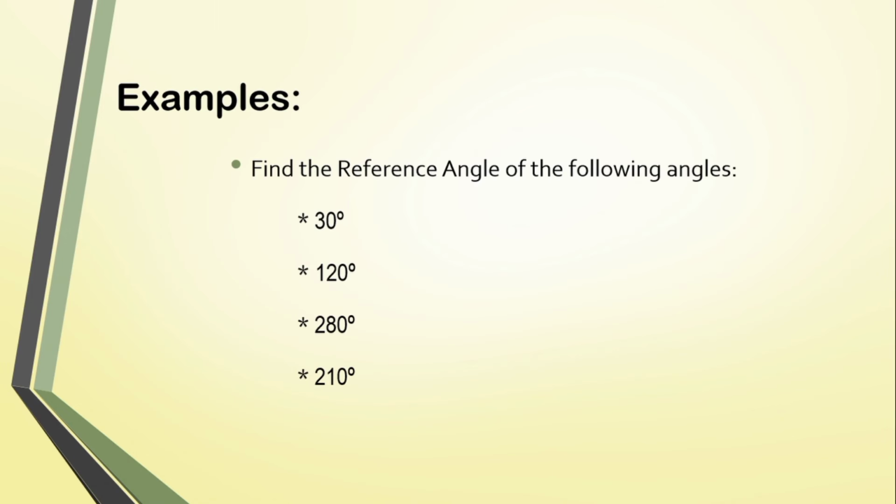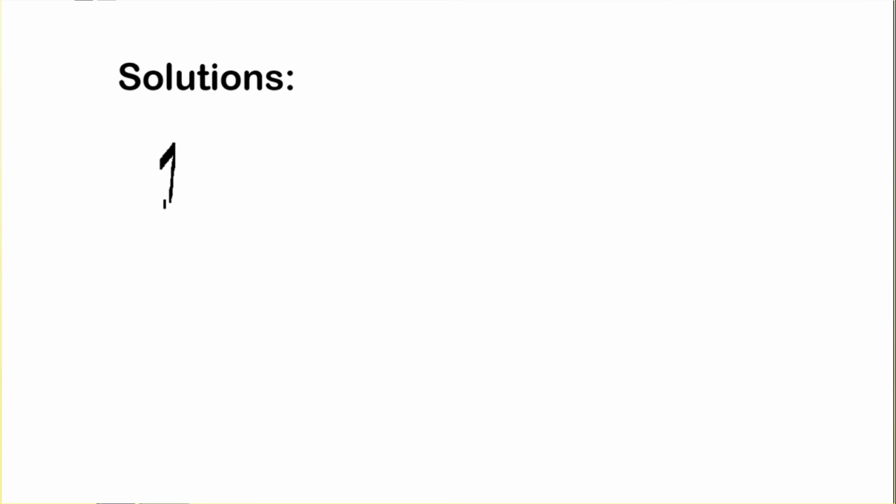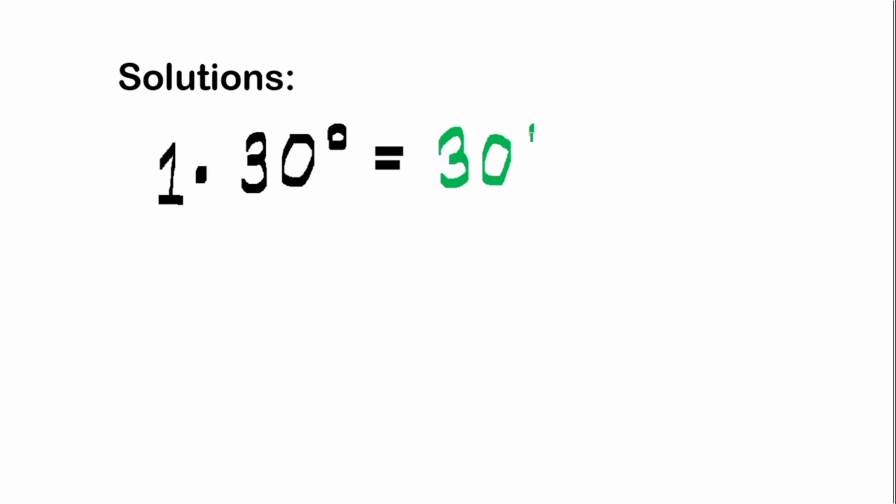Let's have an example. Find the reference angle of the following angles. We have 30 degrees, 120 degrees, 280 degrees, and 210 degrees. So let's solve. We have number 1, 30 degrees. So the angle is more than 0 degrees but less than 90 degrees. The reference angle is the same as the angle.